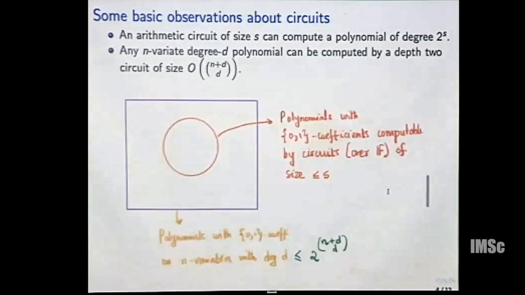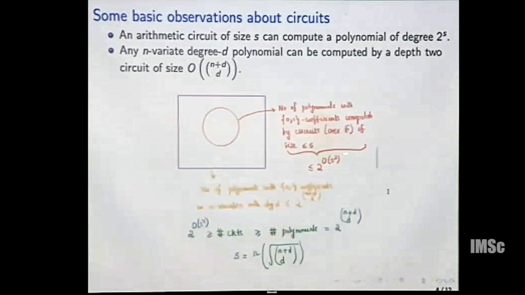Now inside this, you have polynomials whose coefficients are 0, 1 and are computable by circuits of size at most s. So this I can count independently. I'm going to assume that the field is finite, otherwise counting does not make sense. So how large is this? You can bound this to be at most 2 to the order s squared. This is because every circuit is actually a graph, a directed acyclic graph, so you can count the number of directed acyclic graphs. I'm also assuming that the fan-in is 2, so every vertex has 2 children and so on. And I can count this.